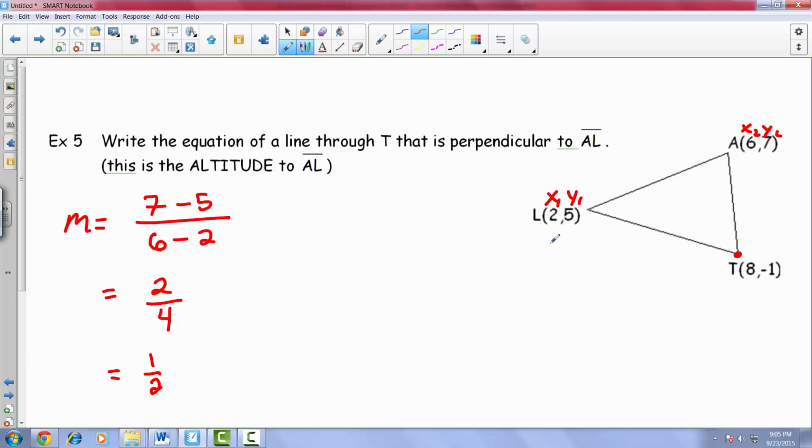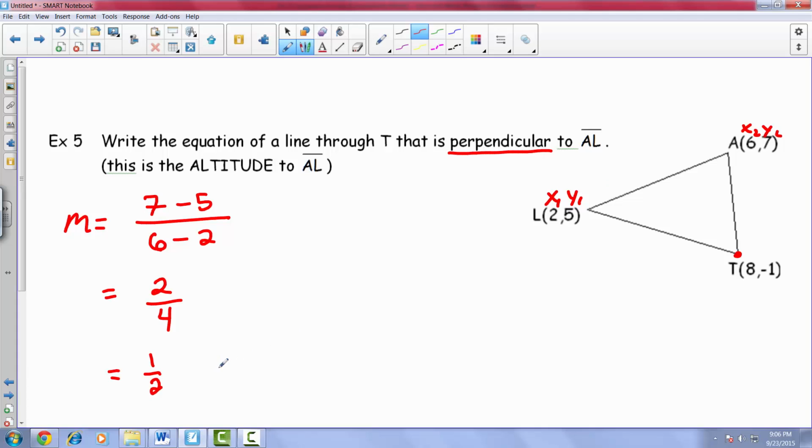Now, it says we're supposed to write an equation of a line passing through T, but is also perpendicular to this segment AL. Well, we found the slope of AL, and if we wanted something to be parallel, it would be the same slope. But here it's specifically saying we want it to be perpendicular to AL. And as a result, we have the slope, it's a half. We then have to find the perpendicular of this slope AL.